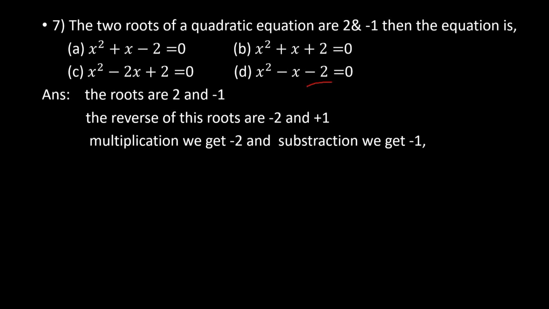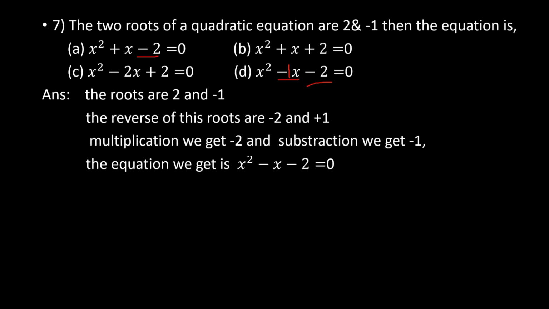But we need the middle value also. The middle value: minus 2 plus 1, how much will we get? Minus 1. By subtracting, minus 2 plus 1 gives minus 1. That means the middle value is minus 1. So minus 1 means we need 1 into x, so minus x we need to have.